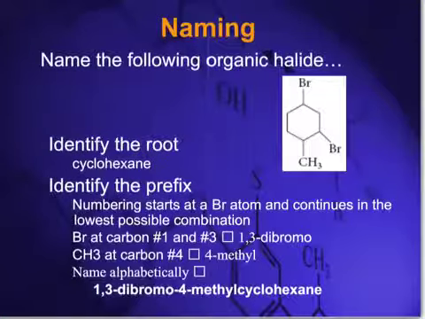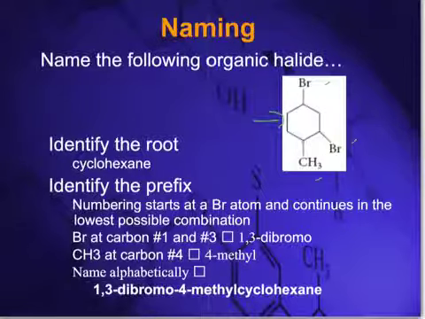In this naming example, we have to use the priority rules to determine which position is carbon number 1. We note that the main chain is this cyclohexane. However, there are 3 branches. There are 2 bromines and there's 1 methyl.